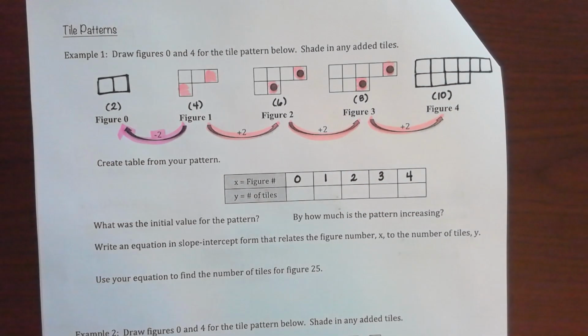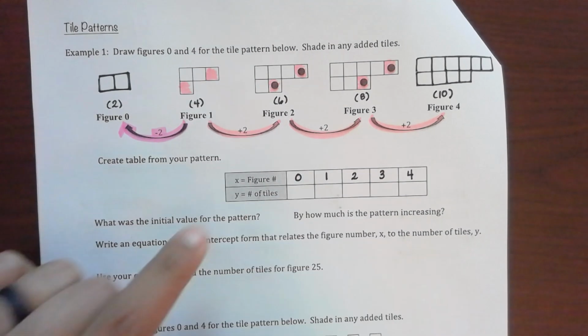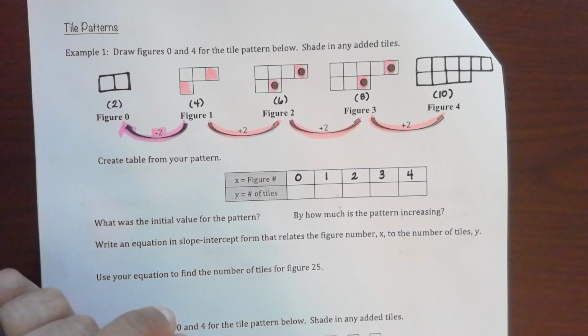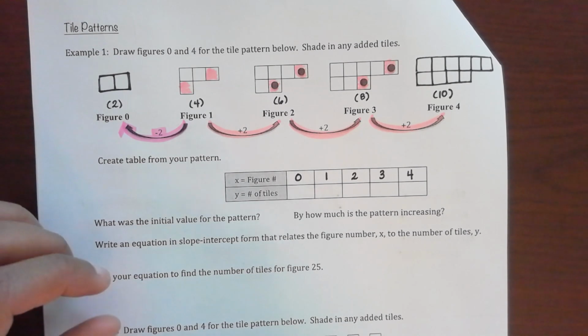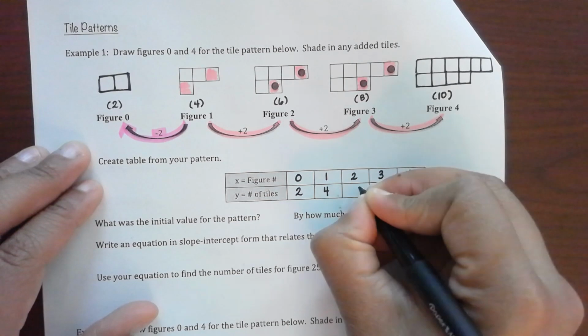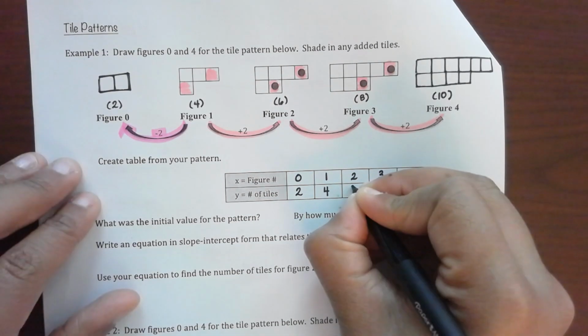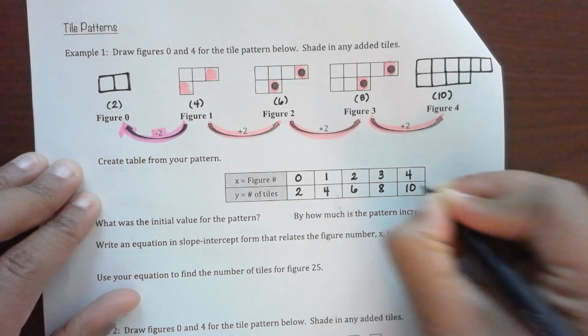What does Y represent? The number of tiles. We can read, correct? So we're just reading to see what it says. We're not guessing on the words. How many tiles are in figure 0? 2. And 1? 4. And 2? 6. And 3? 8. And in 4? 10.